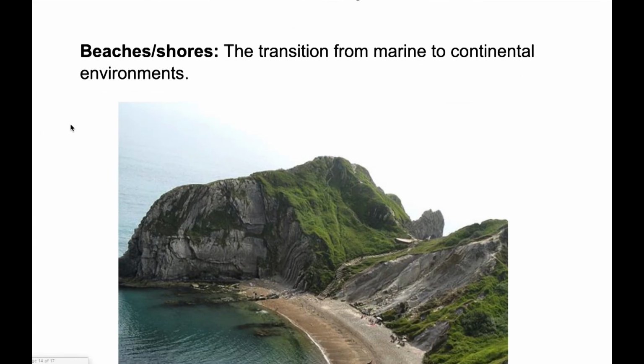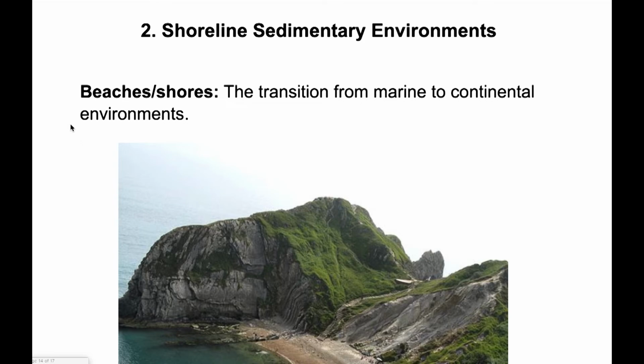Beaches and shorelines are the transition from marine to coastline environments. And because beaches have waves that come in and out and in and out, they're a great place to find symmetric ripple marks. Beaches, we know, are made up of sand, so when they lithify, they will turn into sandstone. That is a good indication that, hey, maybe it's a beach. You've got sandstone and you've got symmetric ripple marks. It's probably telling you that used to be a beach.